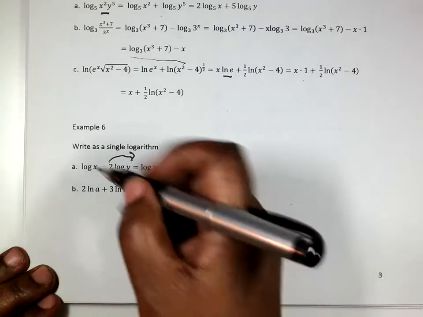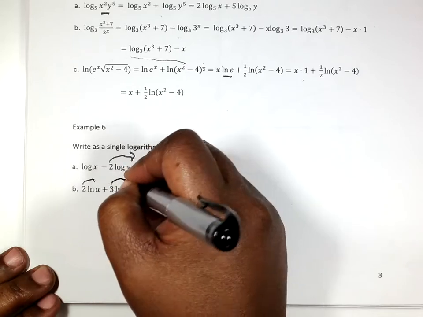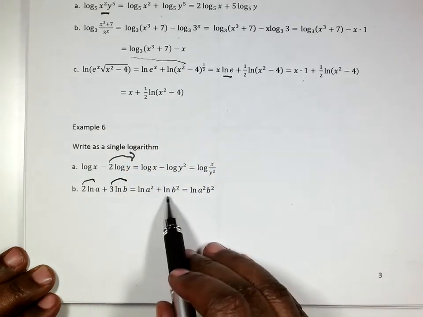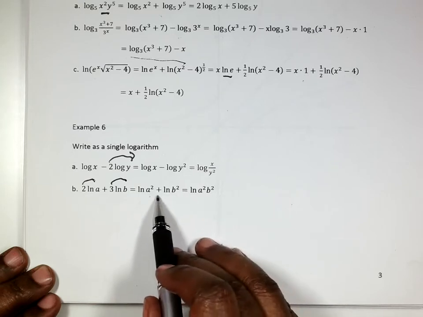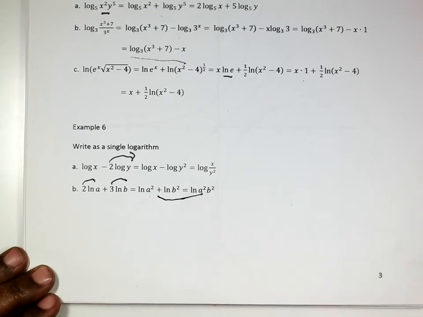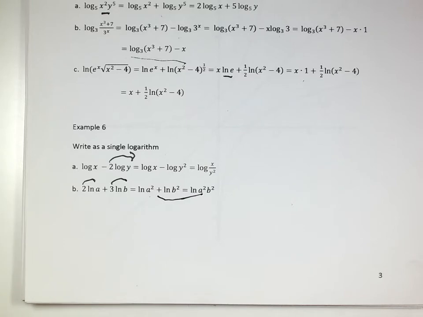For B, again, I have to take care of these exponents first. So ln a squared plus ln b squared. And then put it back together so that addition becomes back to multiplication. And now I have this single logarithm.